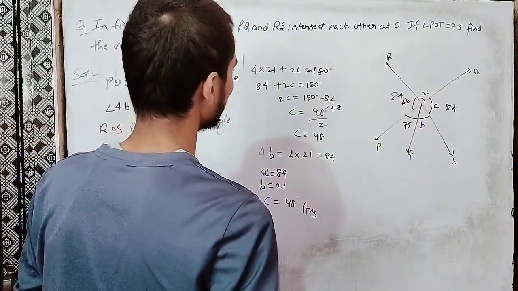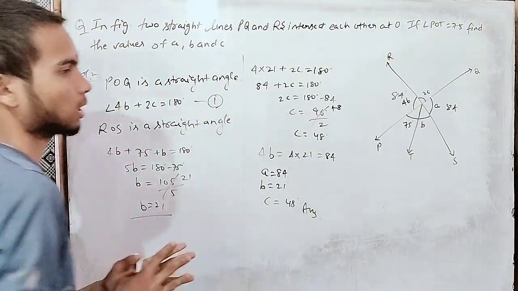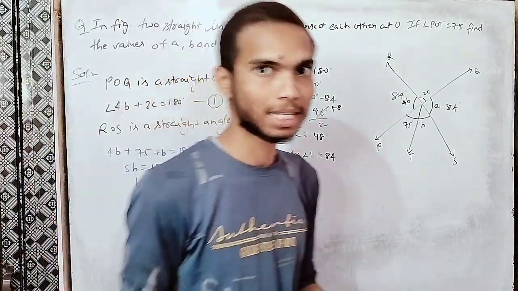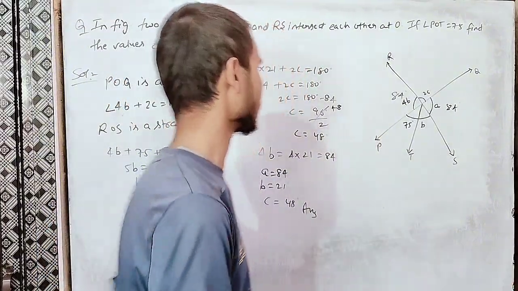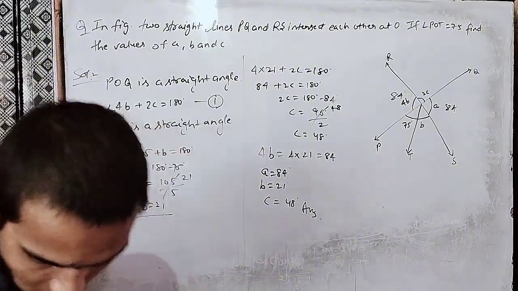Here 84, and 2C is 2 multiplied by 48, which is 96. 96 and 84 make 180. Yeah, the answer is correct. I am going to write the next question. Next question.